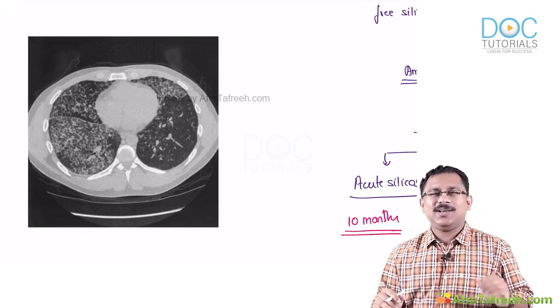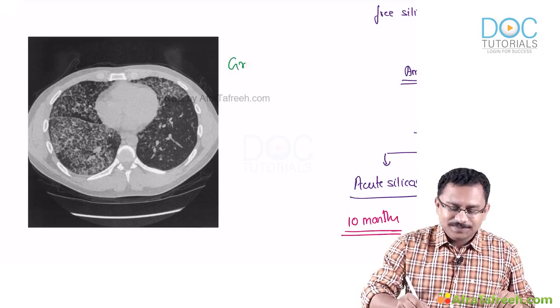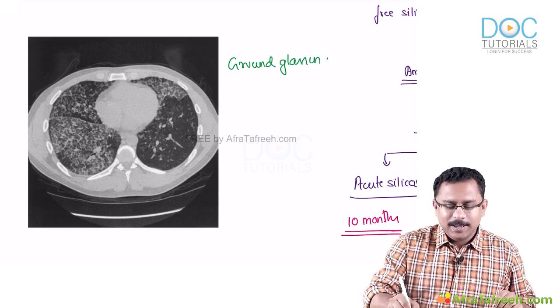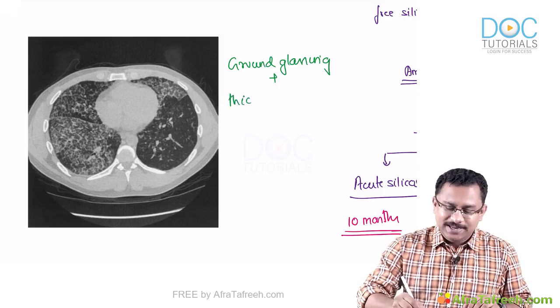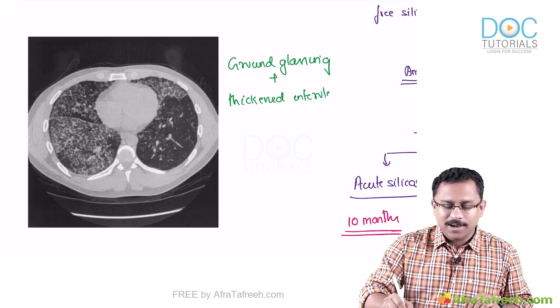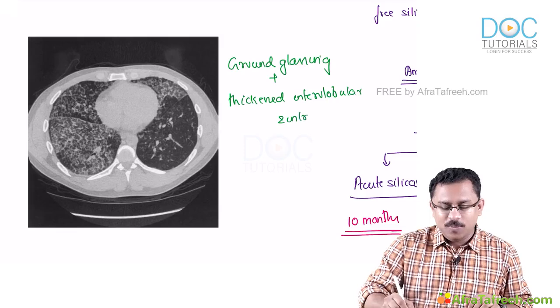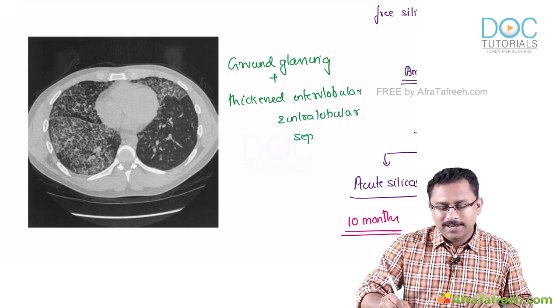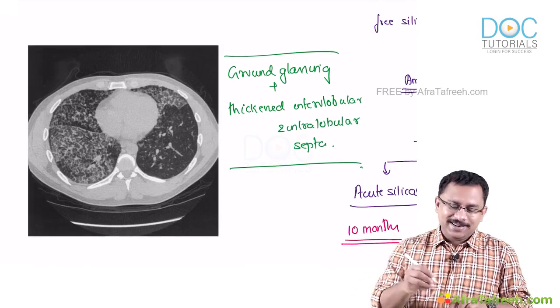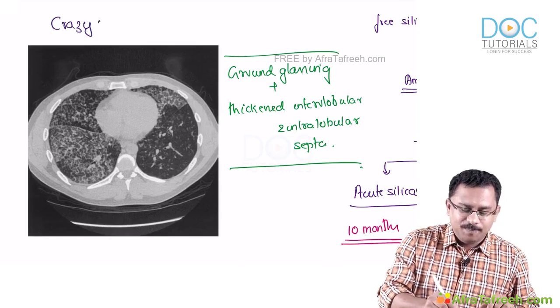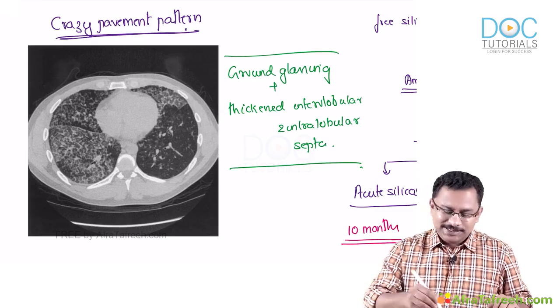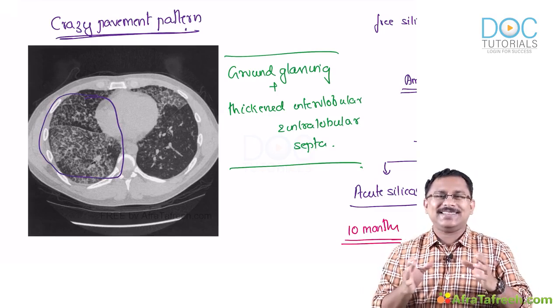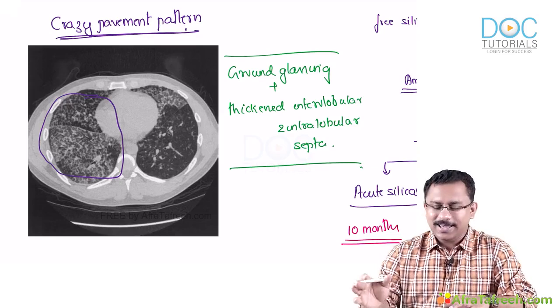Now, this pattern of acute silicosis, where you have ground glassing, plus, associated with the ground glassing, thickened interlobular and intralobular septa, this pattern is referred to as a crazy pavement pattern. Crazy pavement pattern, acute silicosis, ground glassing plus. Are you able to see the ground glassing? And along with that, you can see the thickened septa as well. That is creating this pattern called the crazy pavement pattern.